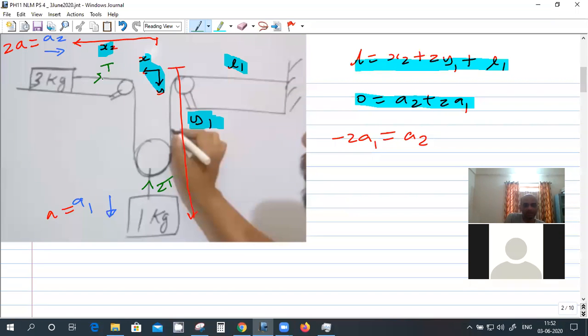That you will get from the free body diagram of the pulley. If you draw the free body diagram of the pulley, it will be T here, and there will be a downward force, say T1. So from this you get T1 as 2T. Right? So once you get this free body diagram, then it's a trivial thing. So you don't have to solve further.